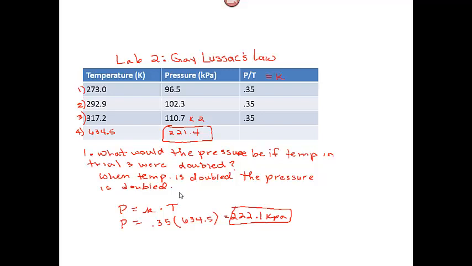Okay, so now at this point you should be able to do the work on the other side of the worksheet that's entitled Lab Analysis Lab 2. Okay, that concludes this video. Talk to you soon.